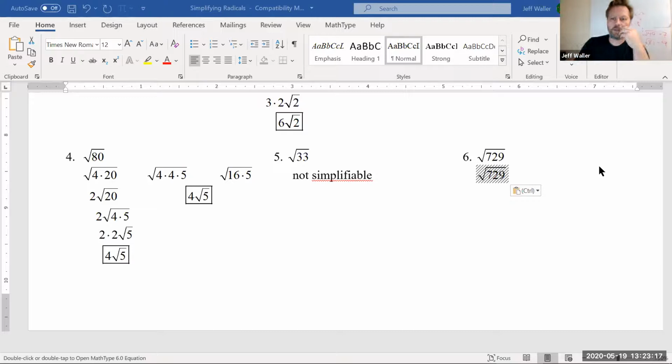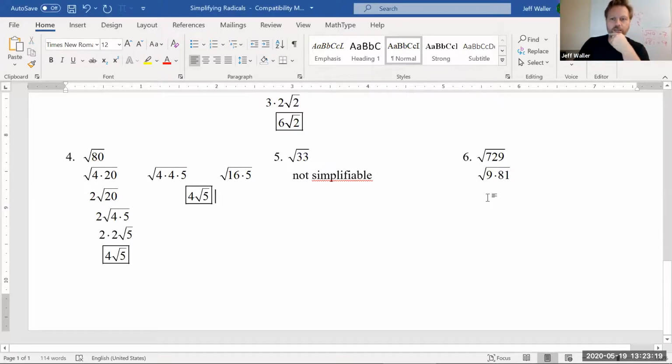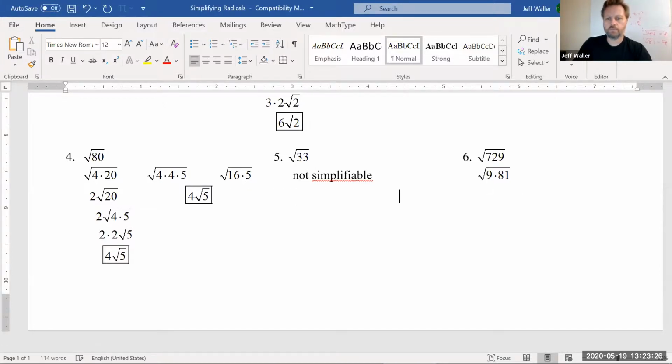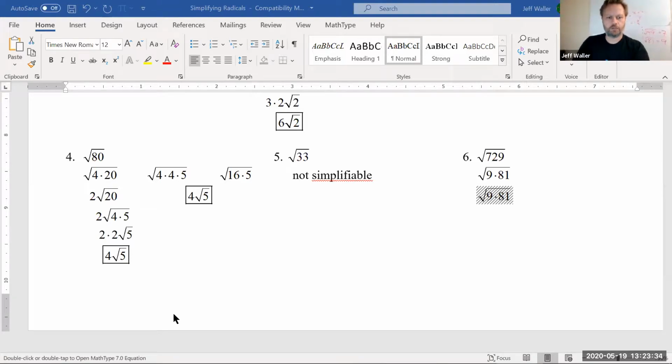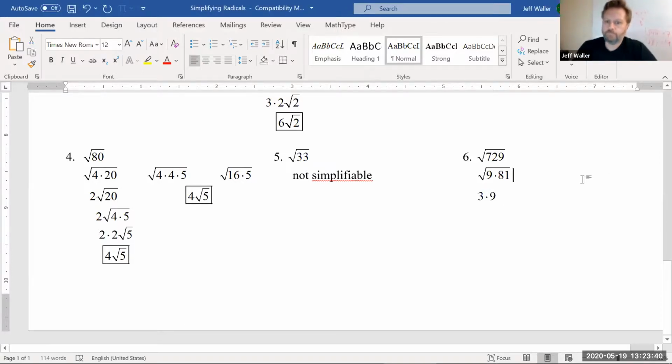And what's really cool about that? What's the square root of 9? 3. And what's the square root of 81? 9. So square root of 9 is 3, and the square root of 81 is 9. So I get that. Do you guys see that? That's almost too nice to believe.